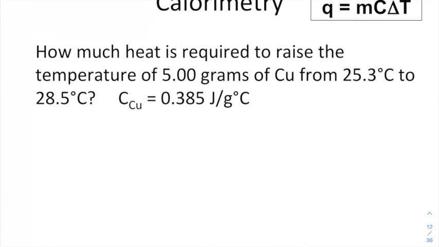All right, so here it says how much heat is required to raise the temperature of 5 grams of copper from 25.3 degrees Celsius to 28.5 degrees Celsius.